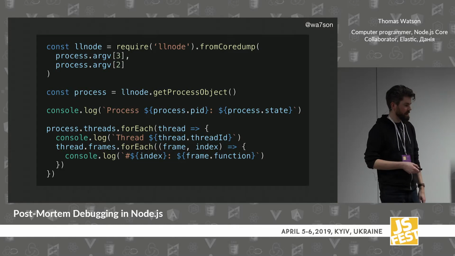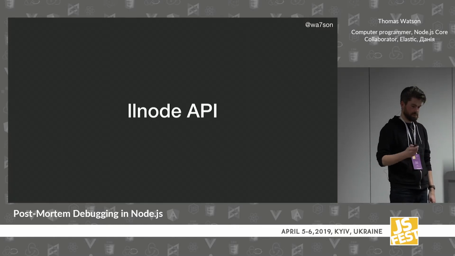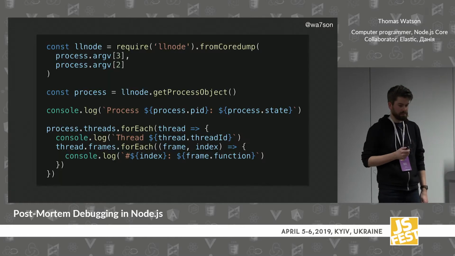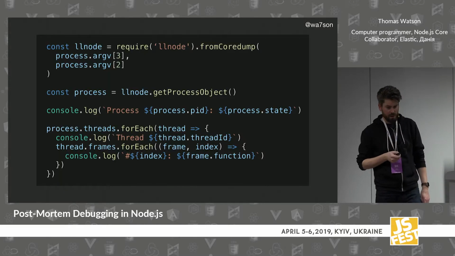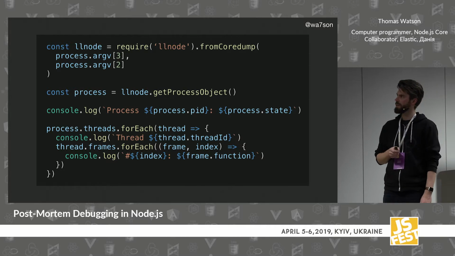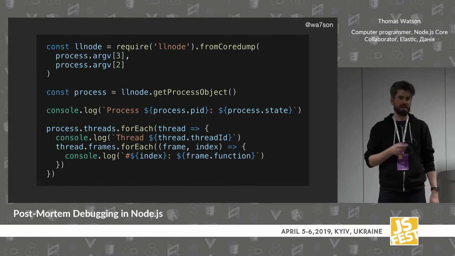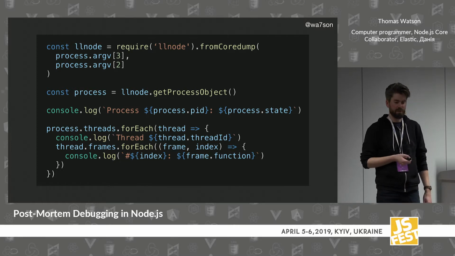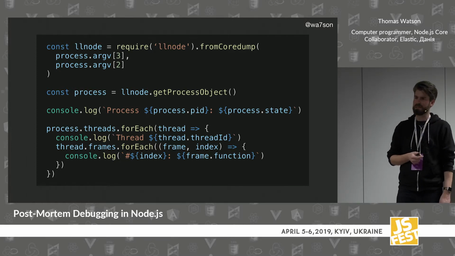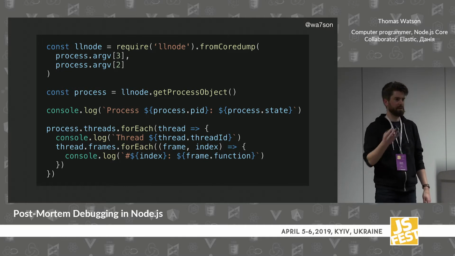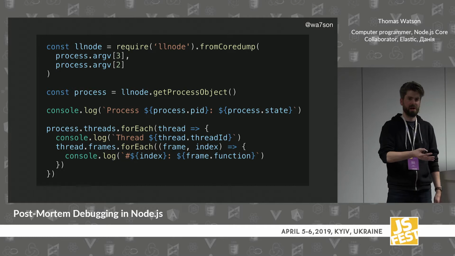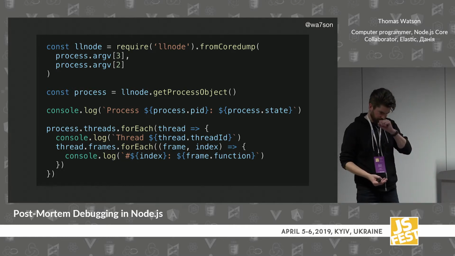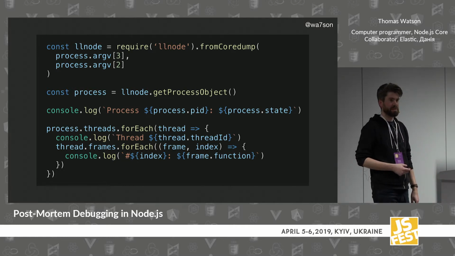And the way that works is that you require llnode. That is a module you install from npm install llnode. And then you call from core dump, and you basically give it the same 2 arguments as you would normally give llnode on the command line. So it needs the path to the program that crashed and the path to the core file. And then you can get the process object.